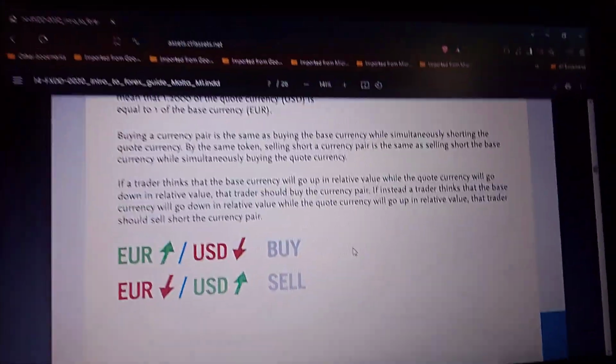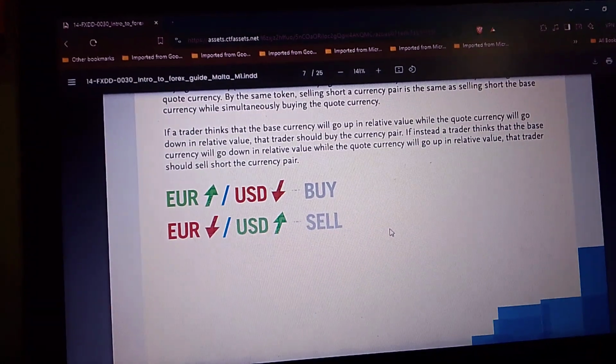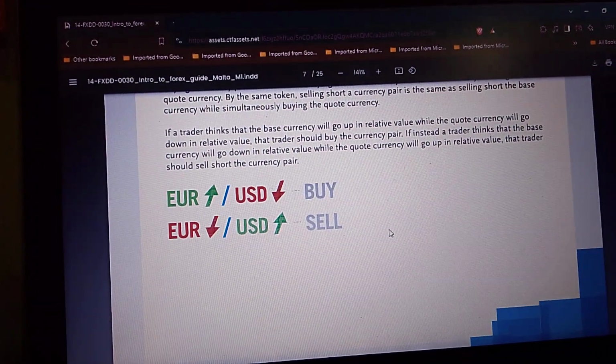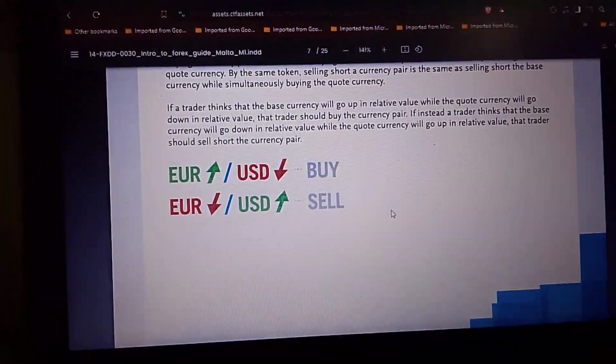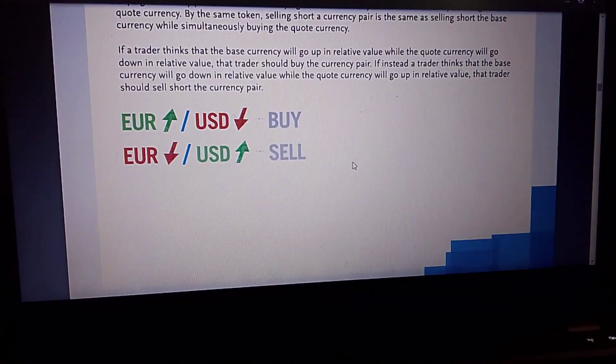If instead the trader thinks that the base currency will go down in relative value while the quote currency will go up in relative value, that trader should sell short the currency pair. That's quite simple to know.